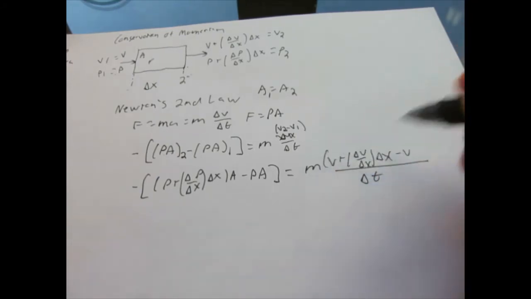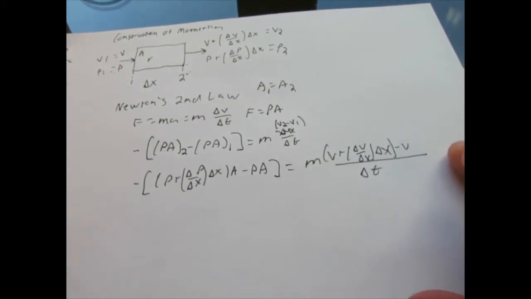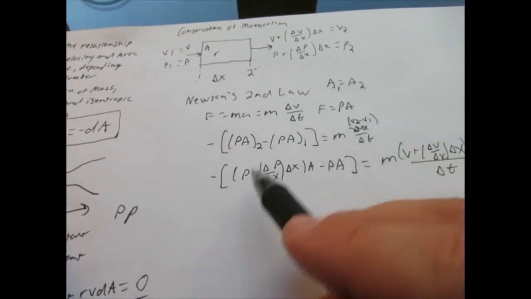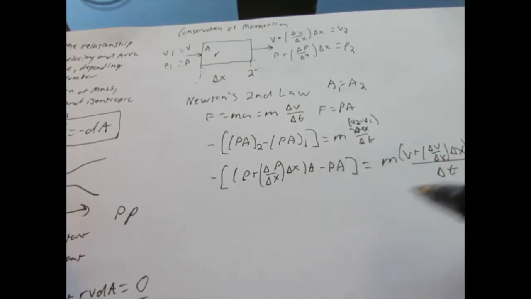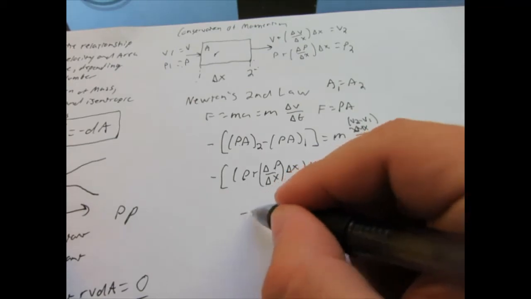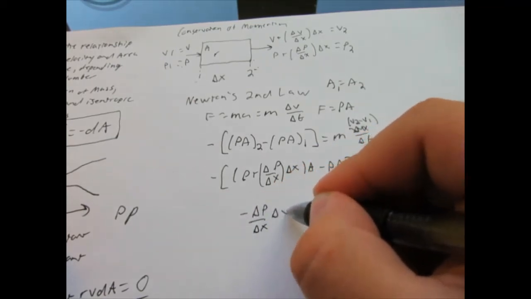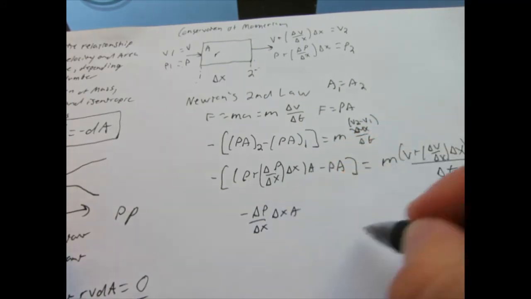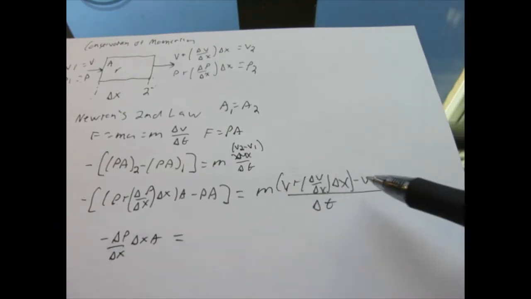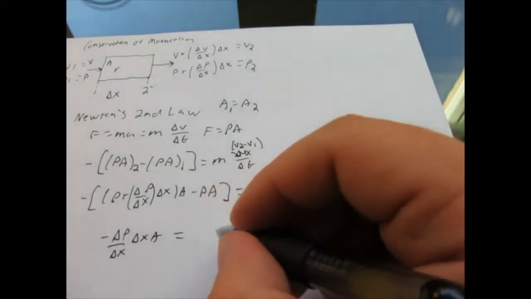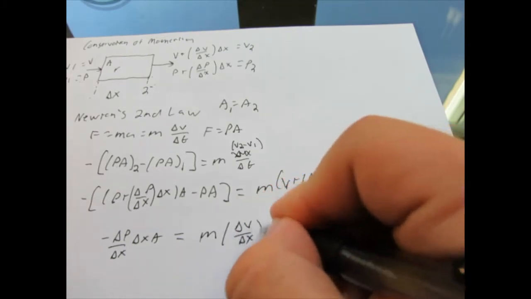Okay, so this really should be in parentheses. So this is above. Then this simplifies. This A times the P is PA, so PA minus PA, that disappears. So then we're just left with negative delta P over delta X times delta X and times A. That's set equal to then the V minus the V. Those cancel out. You're just left with M delta V over delta X.